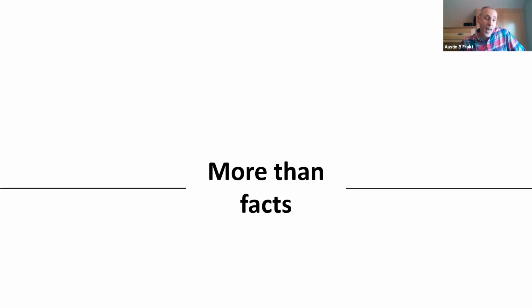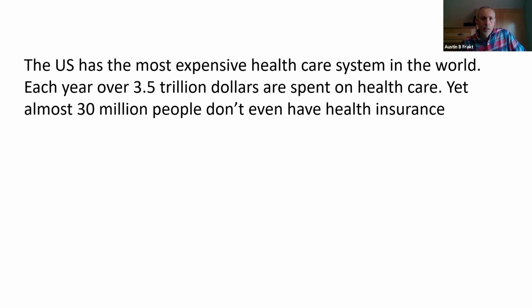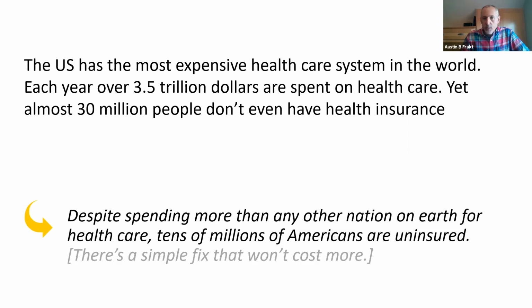A lead and a whole column has to be more than facts. So here's a lead someone sent me. The US has the most expensive healthcare system in the world. Each year, over $3.5 trillion is spent on healthcare. Yet almost 30 million people don't even have health insurance, period. Okay, these are all facts. They're all true. There's no point here. A lead and a column has to be more than facts. So something like: despite spending more than any other nation on earth for healthcare, tens of millions of Americans are uninsured. There's a simple fix that won't cost more.